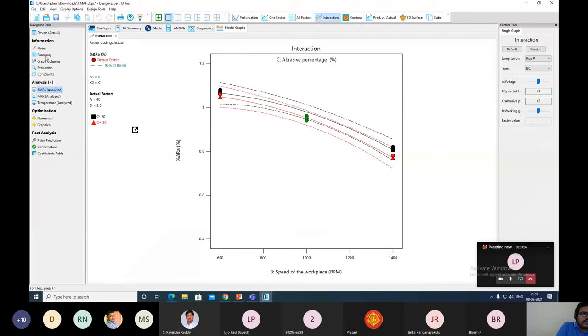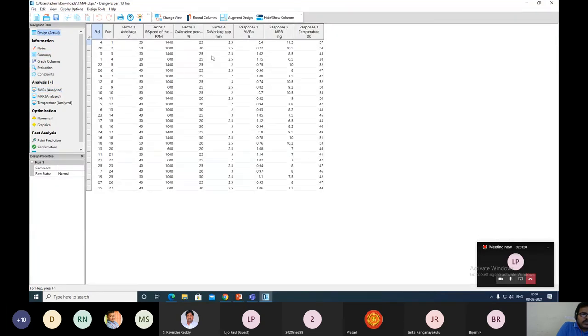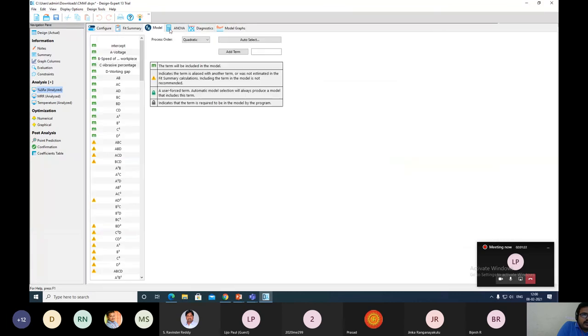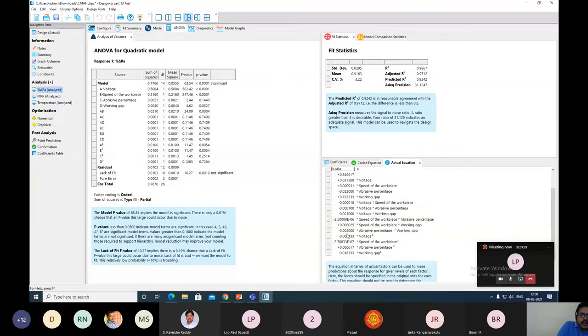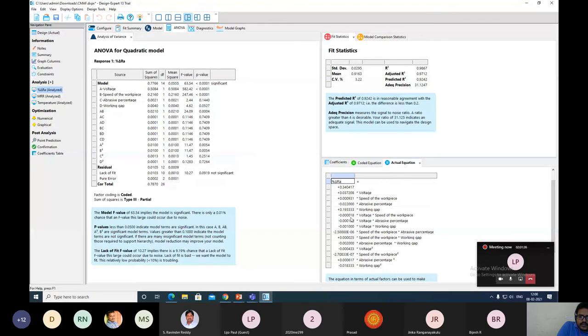So I just want to show how my actual data and how my coded data and how I get the ANOVA analysis done with a single step by using this simple software, right? If I go to this ANOVA table, here I can see the coded equation and also the actual equation which is used for my prediction purpose, right? So here for delta RA, this is the regression equation I'm getting for a given design, and I can use this equation and I can perform prediction and I can perform optimization by using other software such as genetic algorithm and Jaya algorithm, etc.